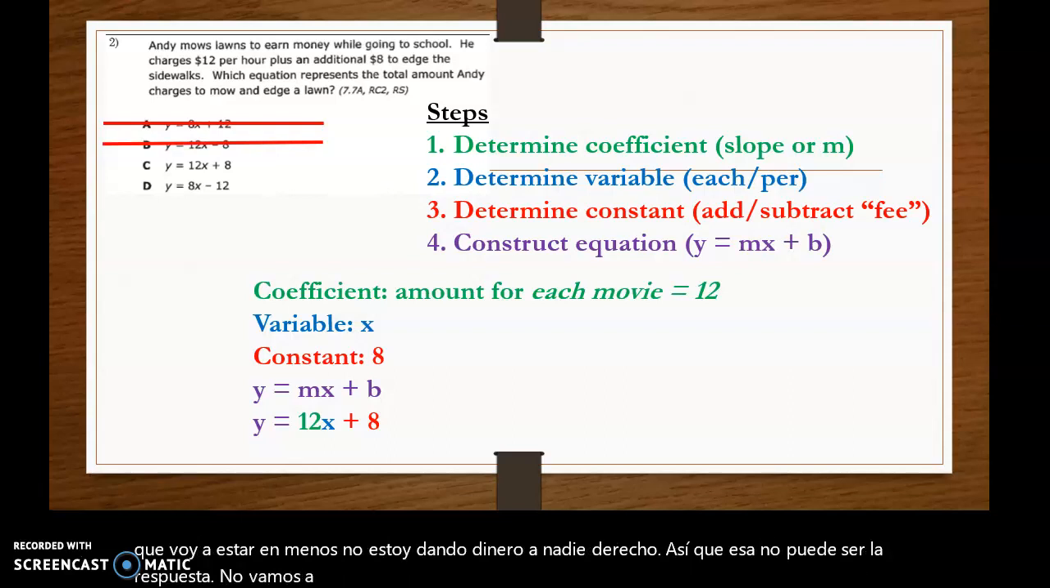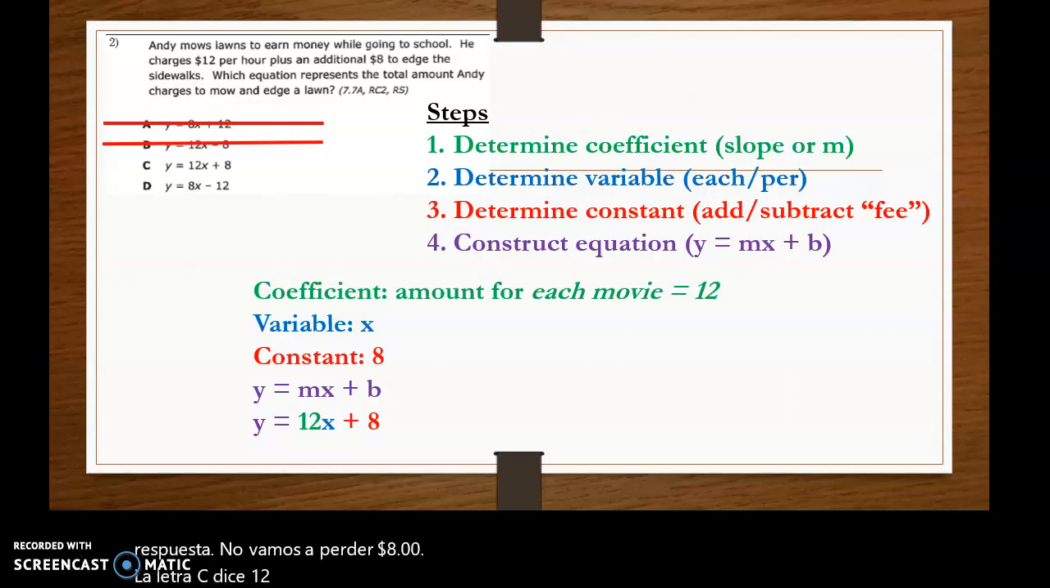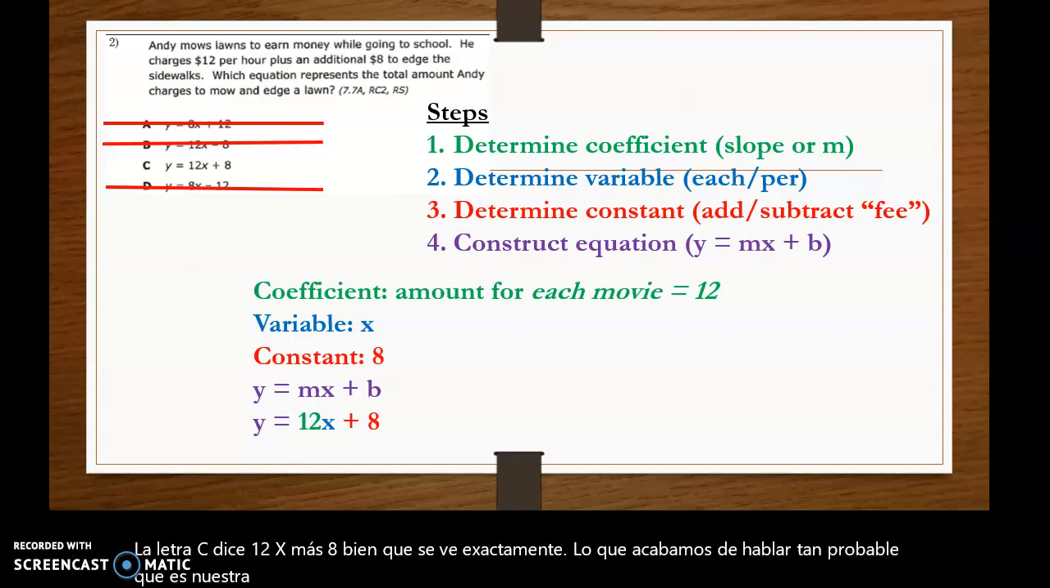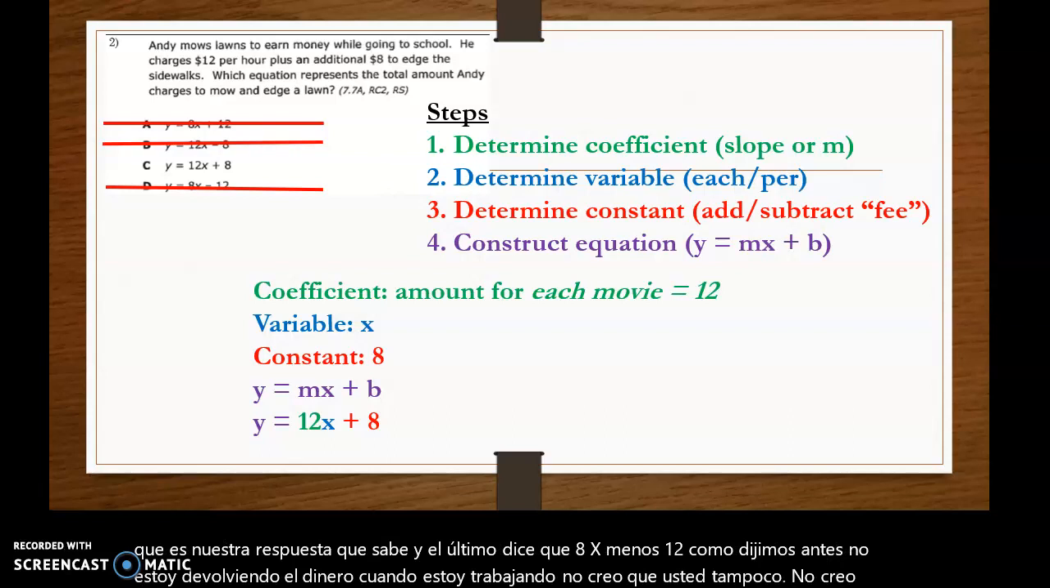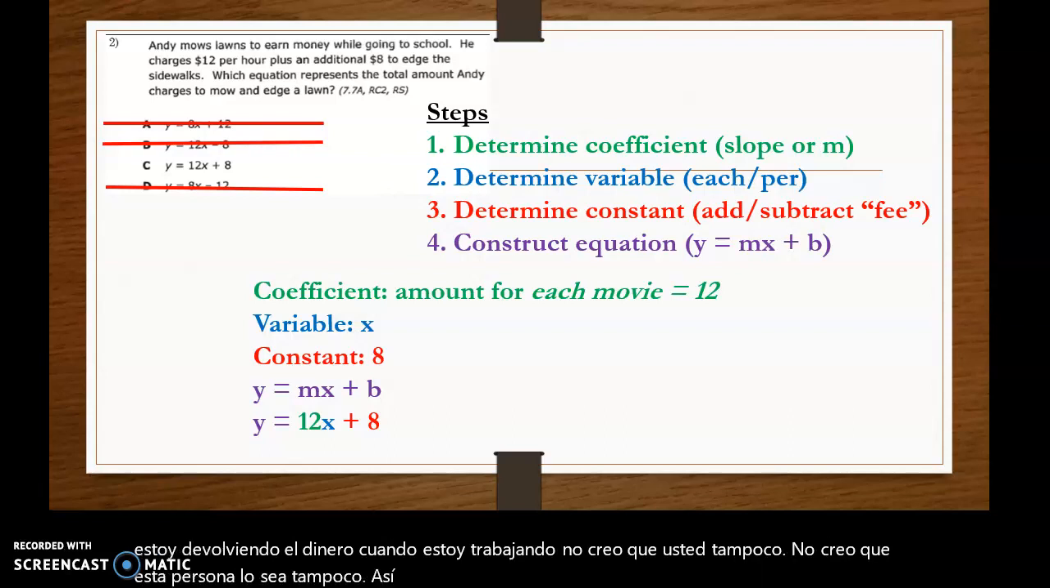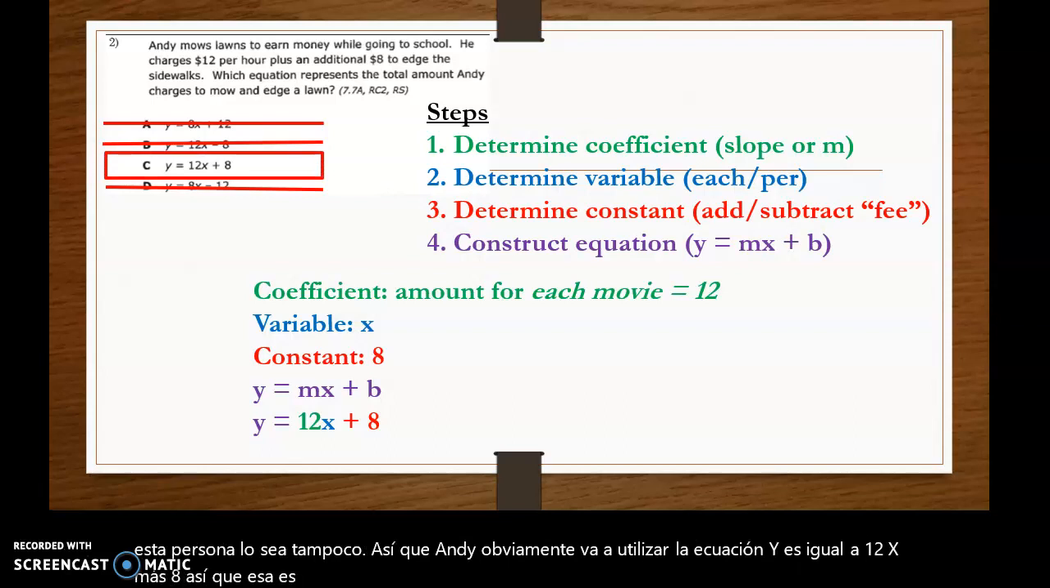Letter C says 12x plus 8. Well, that looks exactly like what we just solved. So more than likely that's our answer. Who knows? And the last one says 8x minus 12. Like we said before, I'm not giving money back when I'm working. I don't think you should either. I don't think this person is either. So Andy is obviously going to utilize the equation y equals 12x plus 8. So that's our answer.